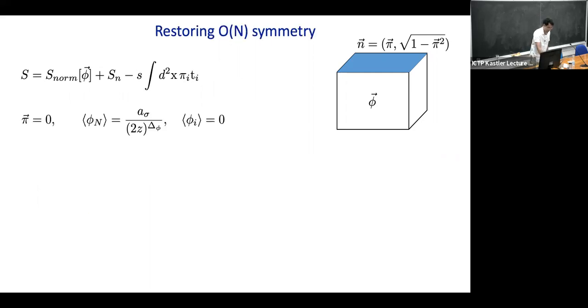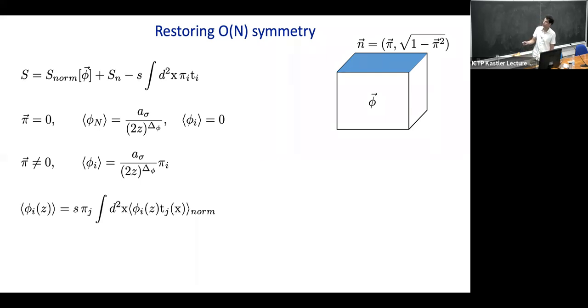And there is a rather simple argument for this. Imagine you freeze the fluctuations of n, and take n to point along the North Pole. Then the expectation value of the bulk order parameter will also point along the North Pole. Now, what happens if you rotate the surface field a little bit? The bulk field should also rotate, just by O(n) symmetry, so it should acquire a profile like this.